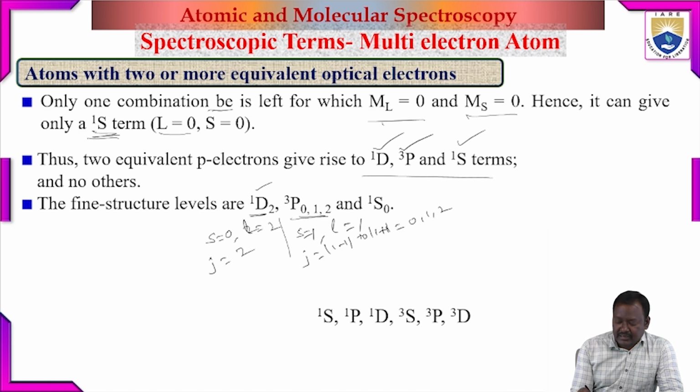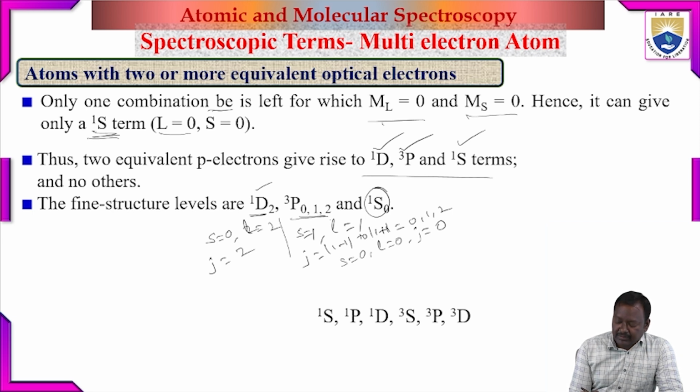And here in the term 1S, S equal to 0, L equal to 0. So the J value is 0 plus 0, 0. So the term is 1S0. So the fine structure levels are 1D2, 3P0,1,2, and 1S0.